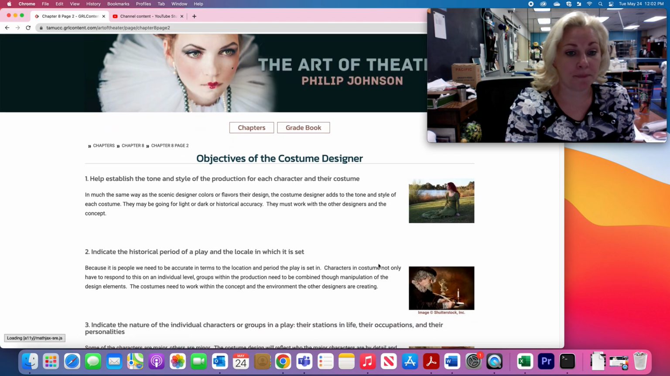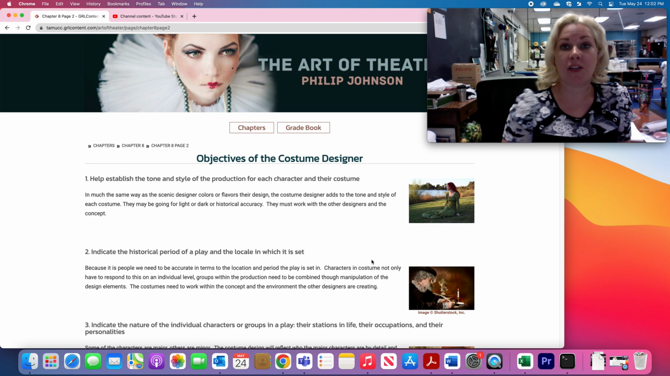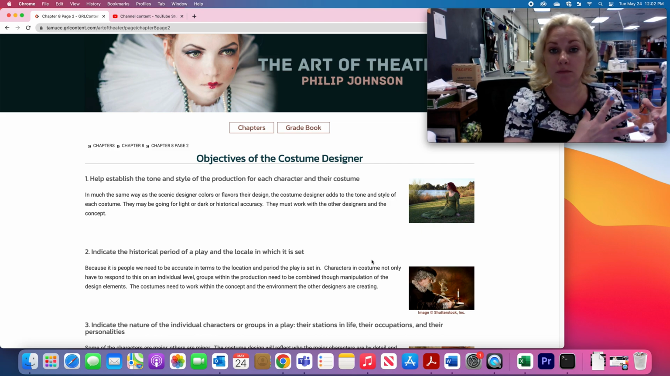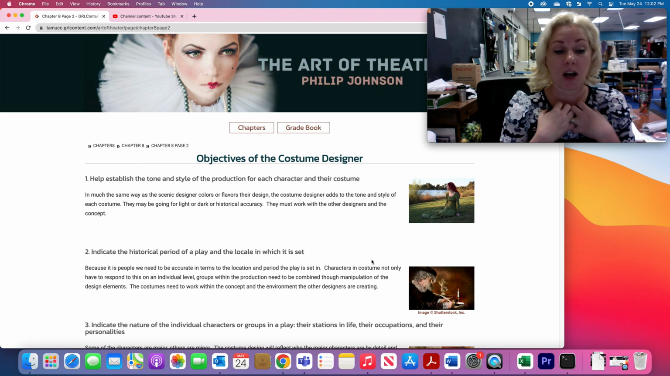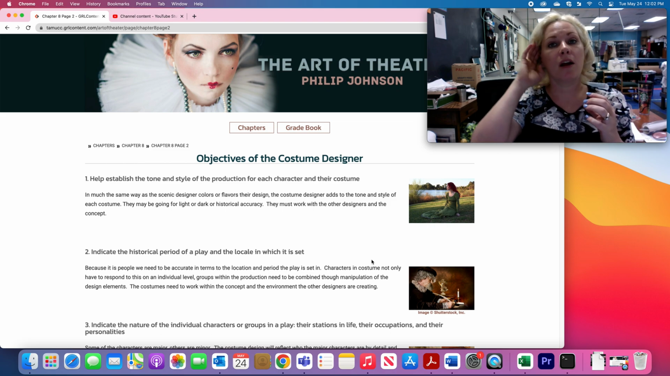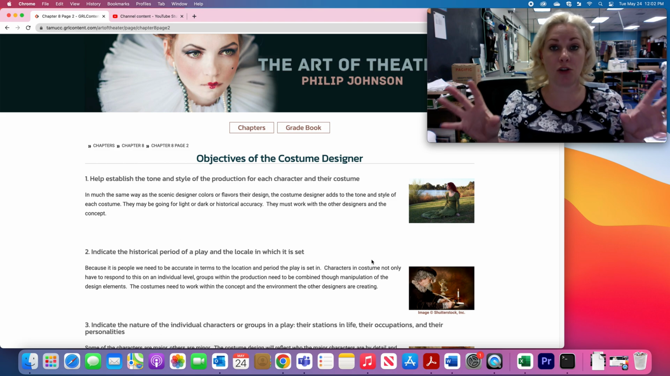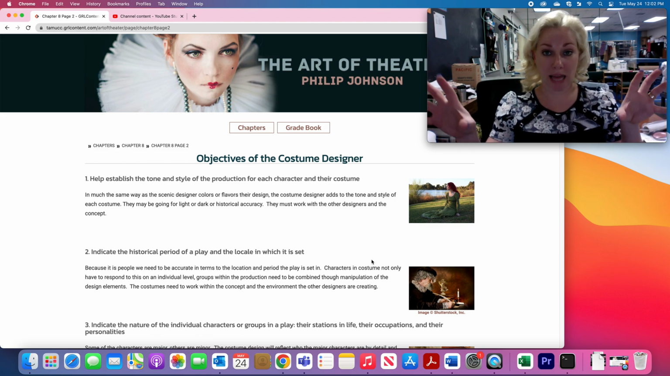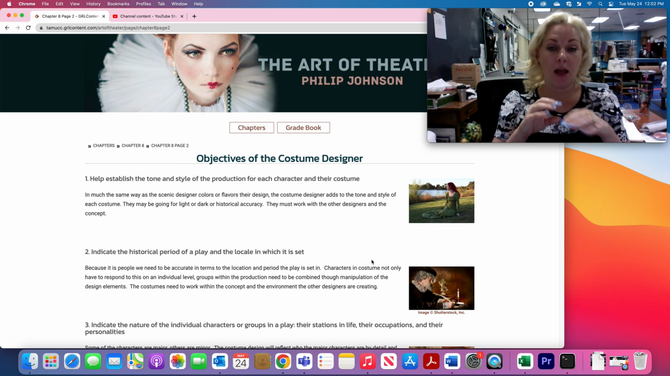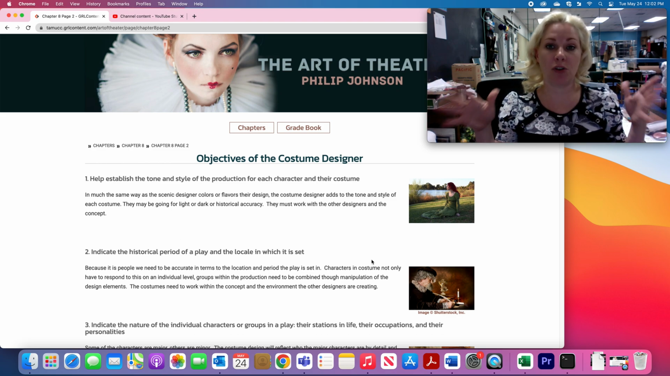All right, so the objectives, you're setting the tone. Again, I've seen Romeo and Juliet done modern. I've seen Romeo and Juliet done with classic Elizabethan costumes. I've seen it done where the Montagues and Capulets, the adults, are in Elizabethan costumes, but they're in white and black. The kids are in modern, and the whole stage is set up like a chessboard. You see how those work together.